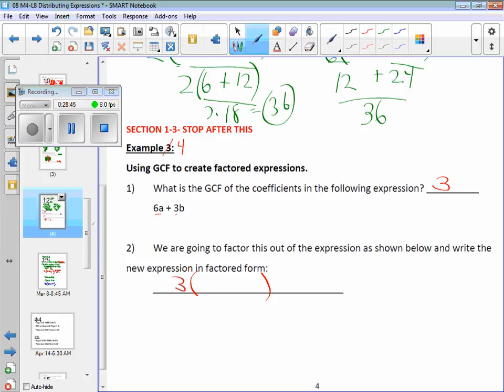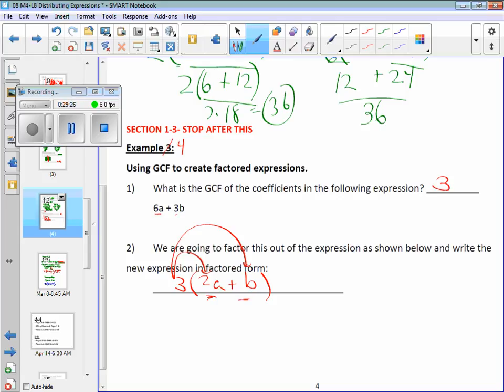Plus 3 times what makes 3b? Just b. Check to make sure it works. Work backwards. 3 times 2a is what, everybody? 6a. 3 times b is 3b. And then you know you've done it correctly when you take a look at the coefficients 2 and 1, remember this is an invisible 1. If you have a 2 and a 1 there, there should be no other GCF between those two numbers other than 1.